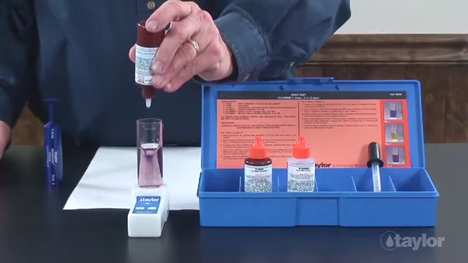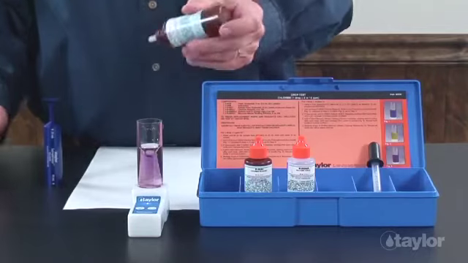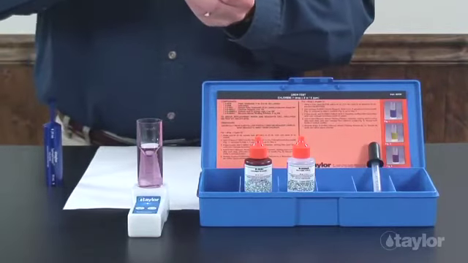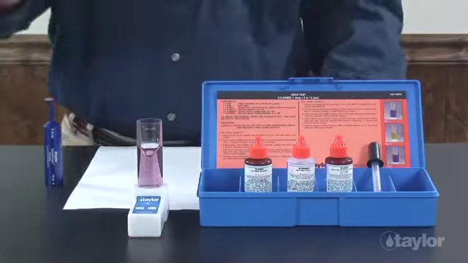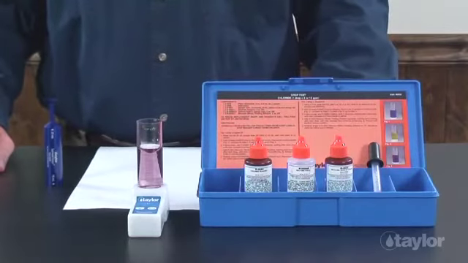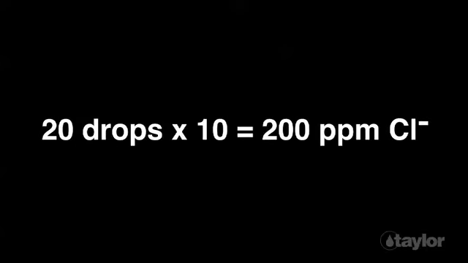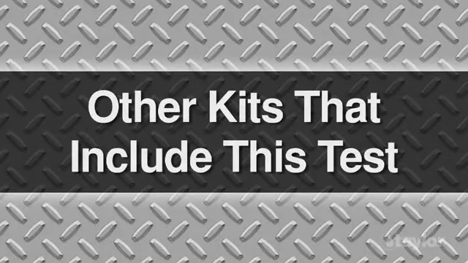Multiply the number of drops of mercuric nitrate titrating solution used by 10 and record as parts per million chloride. In this example, we used 20 drops, indicating a 200 parts per million concentration of chloride.